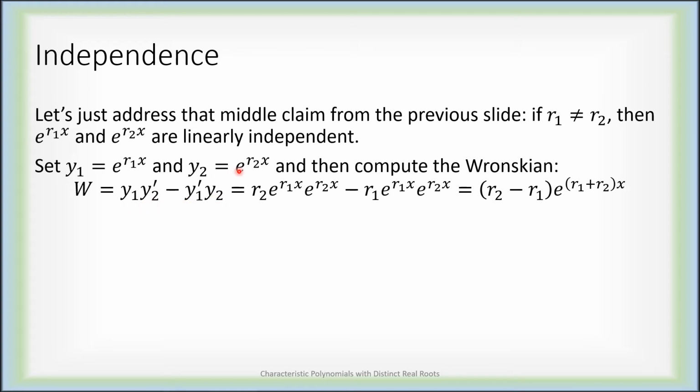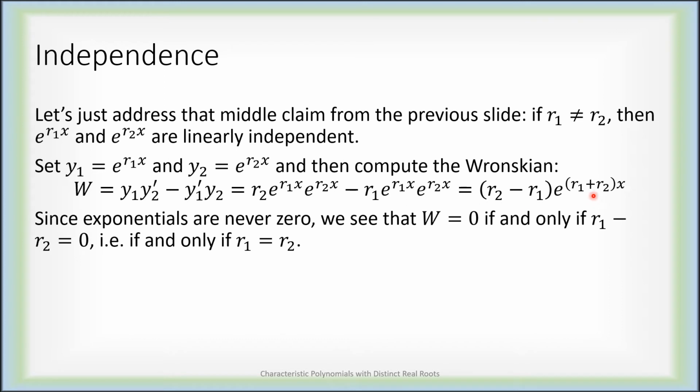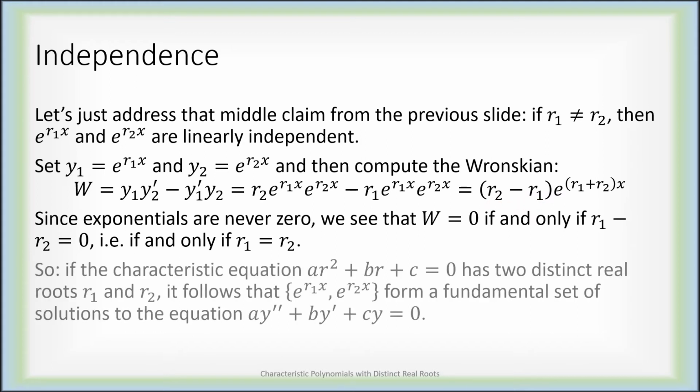So y2 prime just brings out a factor of r2. y1 prime brings out a factor of r1. But in both cases, I get this e to the r1x times e to the r2x. So I factor that out, e to the (r1 plus r2)x, leaving behind r2 minus r1. And this exponential can never be 0. And if we assume that r2 and r1 are not equal to each other, this constant isn't 0 either.